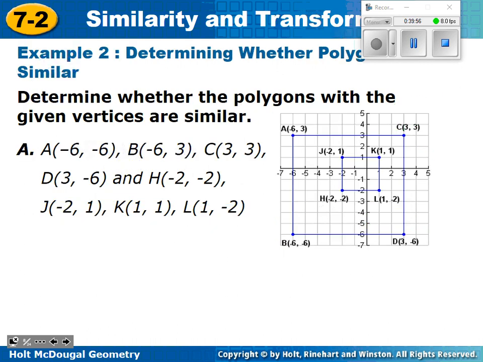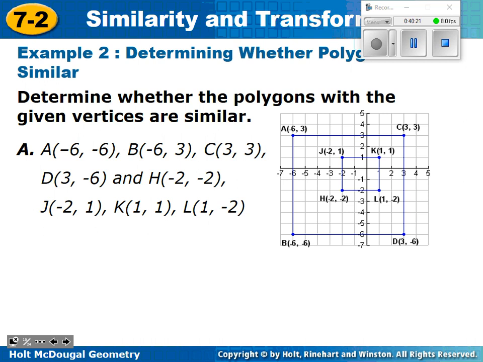Okay, so on this one, I'm not going to have you graph it. Let's just look at it real quick. Determine if the two polygons with the given vertices are similar. We talked about they have to have congruent angles and proportional sides. So first of all, when you look at these two shapes, do they have congruent angles? Yes, because they're all 90 degrees. A vertical and a horizontal makes a 90-degree angle.